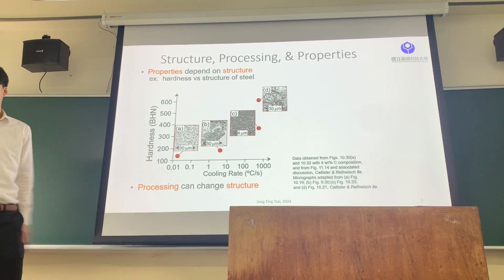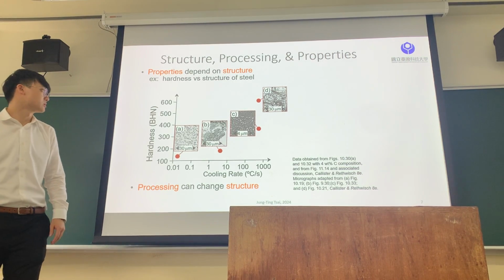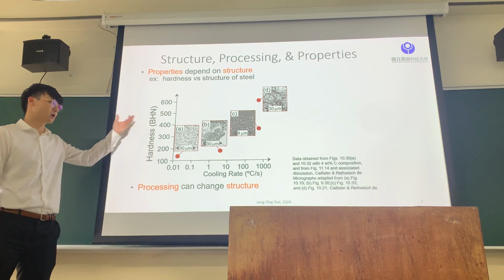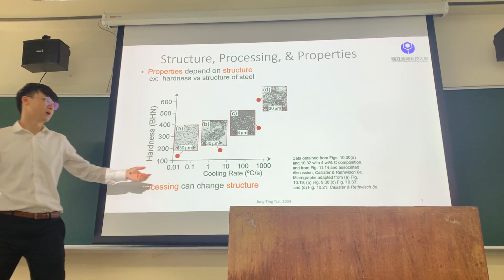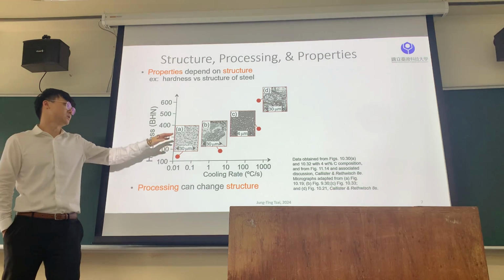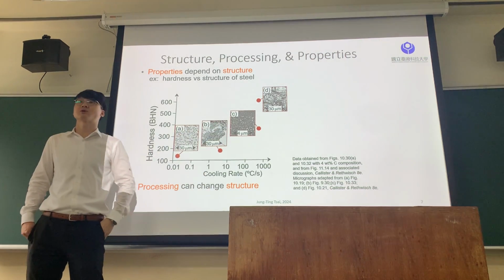So this slide, you can go ahead and read why it's important. The hotness is basically the chemical property, right? The cooling rate is the process, right? And these over here are the microstructure, right?